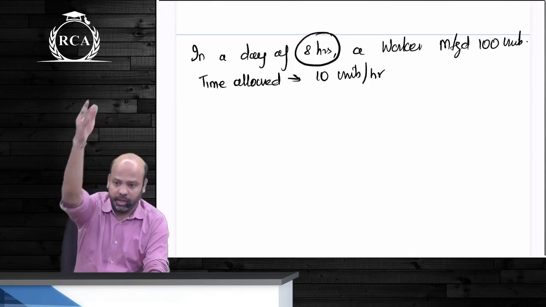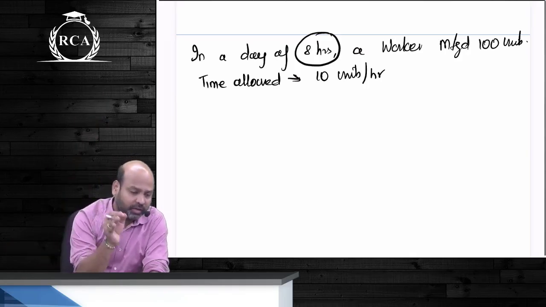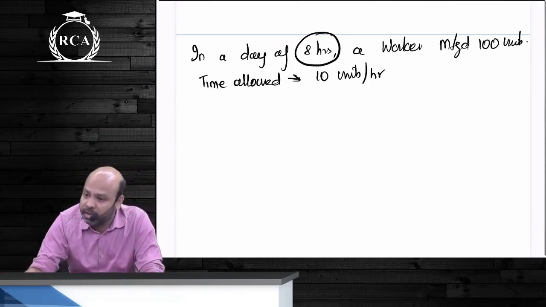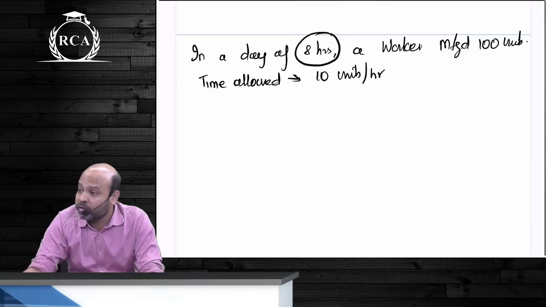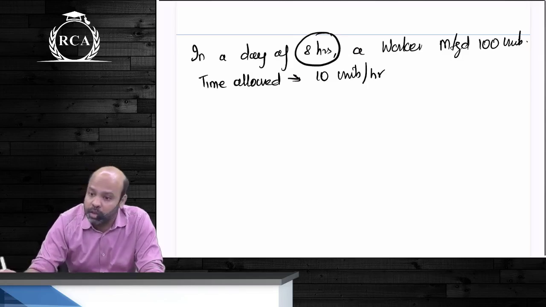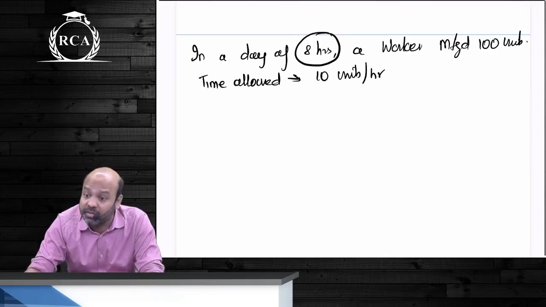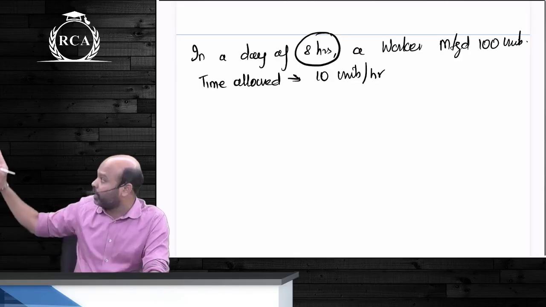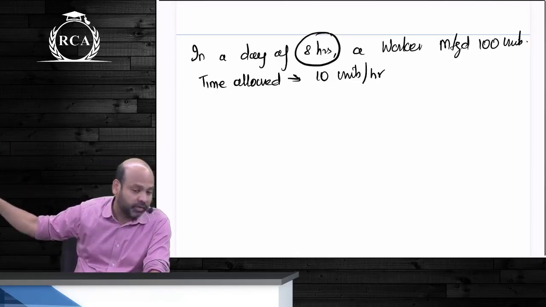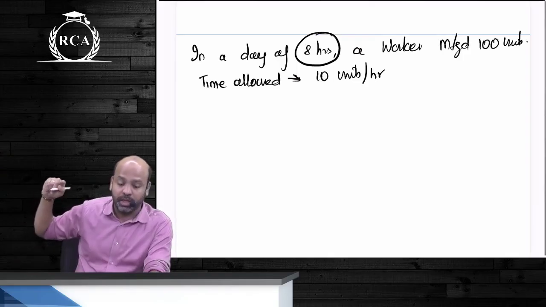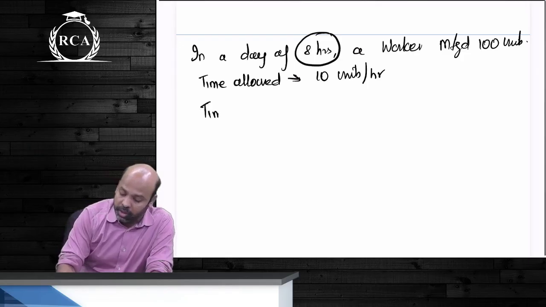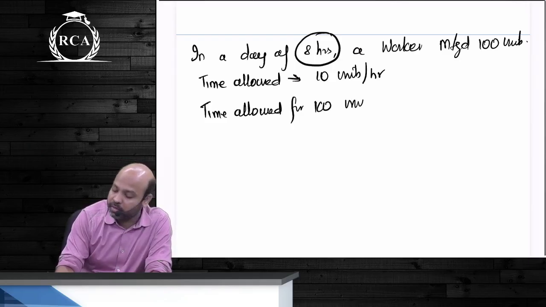In a day of 9 hours, is every student sitting in the class for 9 hours? So time taken for every student will be the same, but time allowed, or standard time, will depend on their output, on the number of questions that they have solved. That will not be the same for every worker. So if they have manufactured 100 units and the time allowed is 10 units per hour, what should have been the time that you should have taken to manufacture 100 units? So time allowed, guys, for 100 units should be 10 hours.